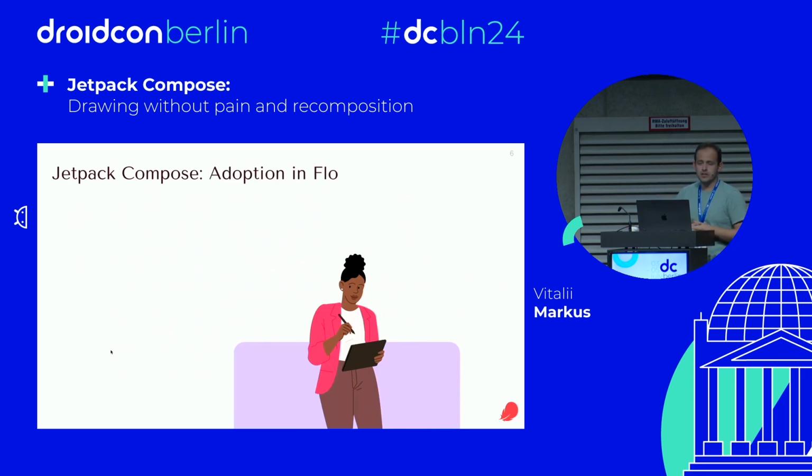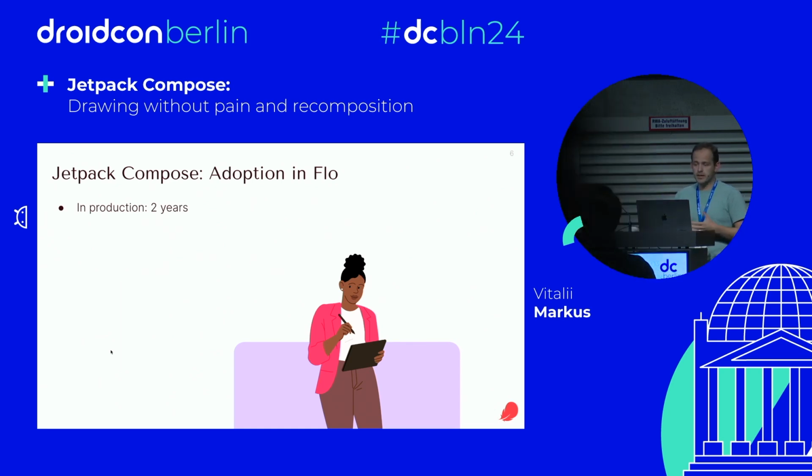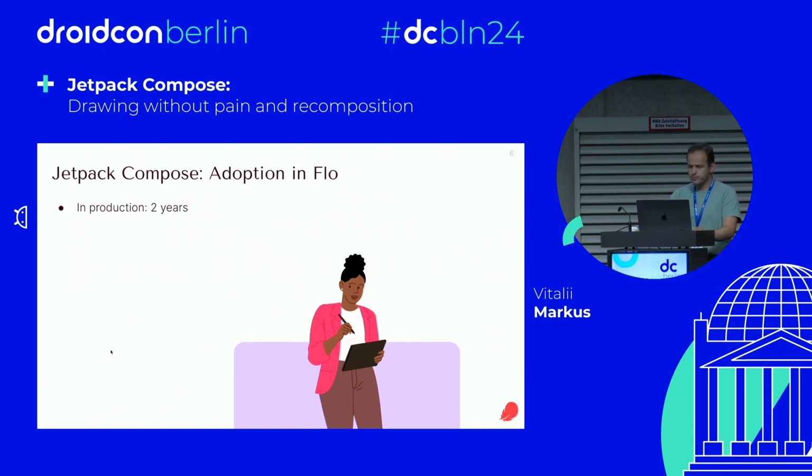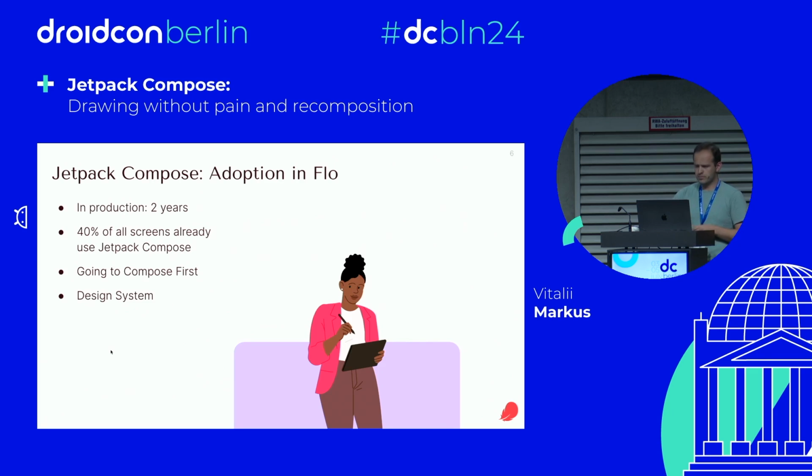So we started integrating Jetpack Compose a little over 2 years ago. For the first year, we mostly experimented with small features, but in the second year, we began writing more and more features in Compose. Currently, 40% of all screens in our application are written using Jetpack Compose. And we are moving towards a Compose-first approach, meaning all new features are done exclusively with Compose. And also, I'm very excited that we've implemented our design system using Jetpack Compose.